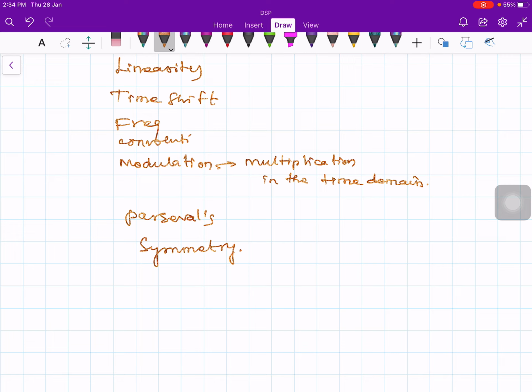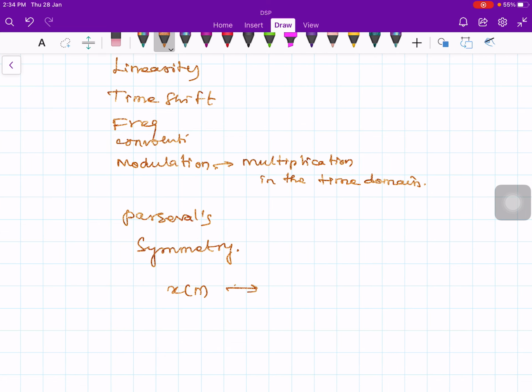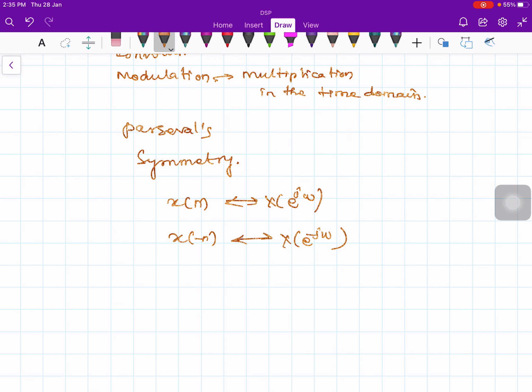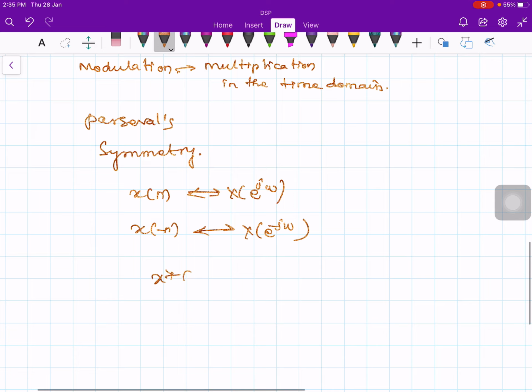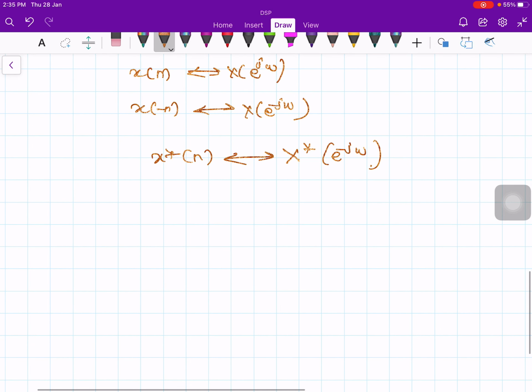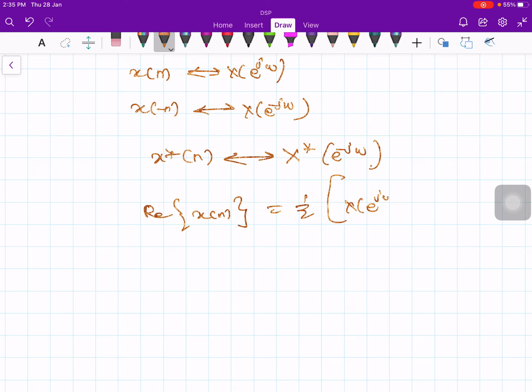Okay, one symmetry relation is that if x of n has DTFT X of e to the j omega, then we showed that x of minus n has the DTFT X of e to the minus j omega. Similarly x conjugate of n is the pair of capital X conjugate of e to the minus j omega. And then if x of n is complex, then real part of x of n is the Fourier pair of 1 over 2 times X of e to the j omega plus X conjugate of e to the minus j omega.